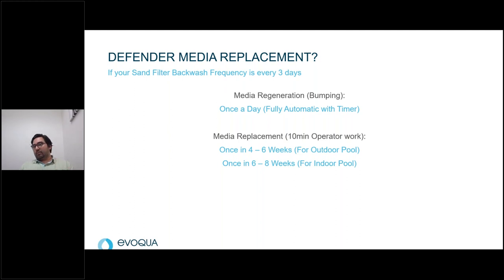So if you have an outdoor pool as a reference that you are using sand filter, the media replacement will take 4 to 6 weeks of a media lifetime. For an indoor pool, it's a bit longer due to less contaminant to the pool, which will be 6 to 8 weeks. To change the media is easy. The system comes with a control panel that does the pneumatic valves regulation. And the system will come with a vacuum transfer unit, which helps to easily transfer the perlite media from a bag into the tank.